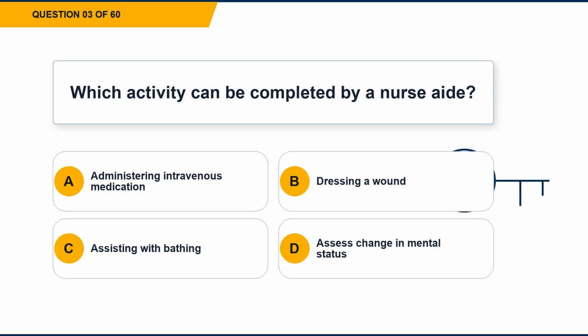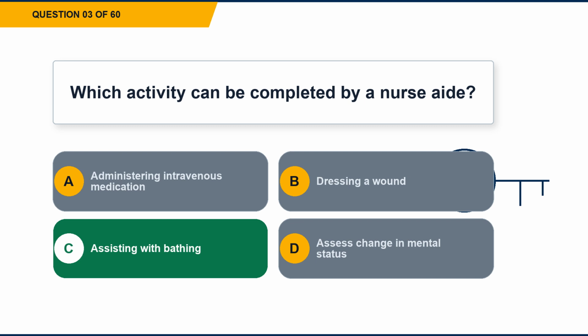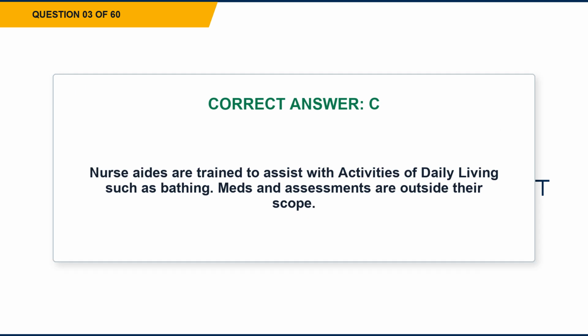Question 3. Which activity can be completed by a nurse aide? Option A. Administering intravenous medication. Option B. Dressing a wound. Option C. Assisting with bathing. Option D. Assess change in mental status. The correct answer is option C. Assisting with bathing. Explanation. Nurse aides are trained to assist with activities of daily living such as bathing. Meds and assessments are outside their scope.